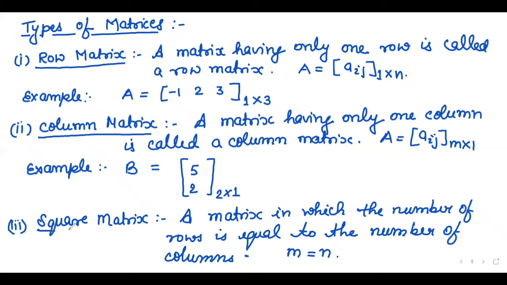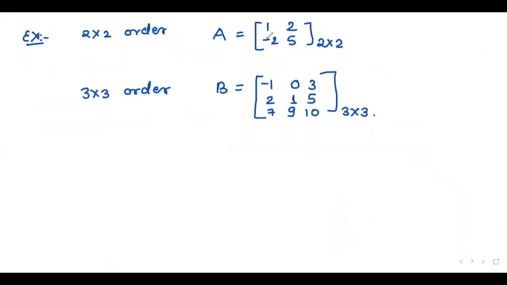Now the third type, and this is a very important type, is the square matrix. A matrix in which the number of rows is equal to the number of columns, meaning m is equal to n, is called a square matrix. We can write a 2 by 2 order square matrix A = [1, 2; -2, 5]. This is 2 rows, 2 columns. Then a 3 by 3 order square matrix, matrix B, 3 by 3 order: -1, 0, 3, 2, 1, 5, 7, 9, 10.